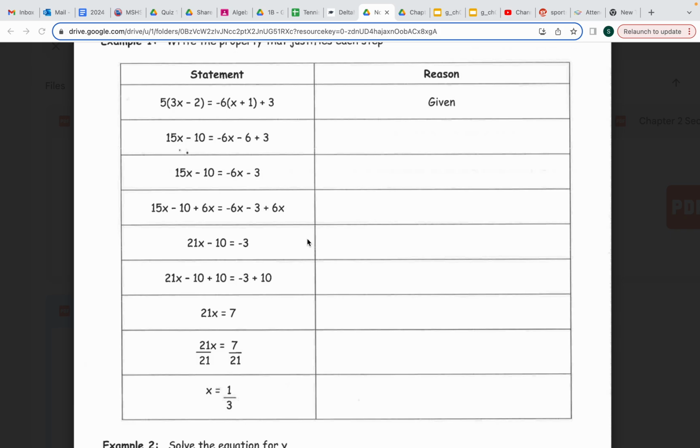What does it do on the next step? It adds 10 to both sides. So again, this is going to be addition property. And the next one is just simplify. Then finally, what does it do? Division. So this one should be division property, and then it just simplifies.